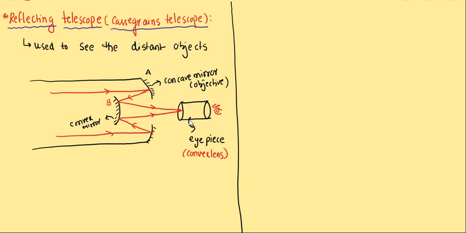Now let us see its construction, and I will give some information regarding this. This is the diagram for that. This is the objective, and that is the eyepiece. This is the telescope, a reflecting telescope. What does it consist of? It consists of a concave mirror, the parabolic mirror, and also a convex mirror, and one eyepiece. The eyepiece is a convex lens only.